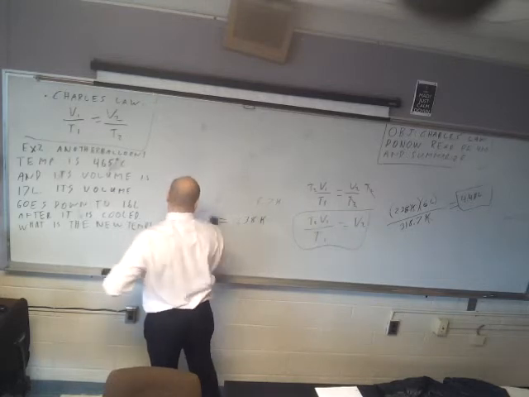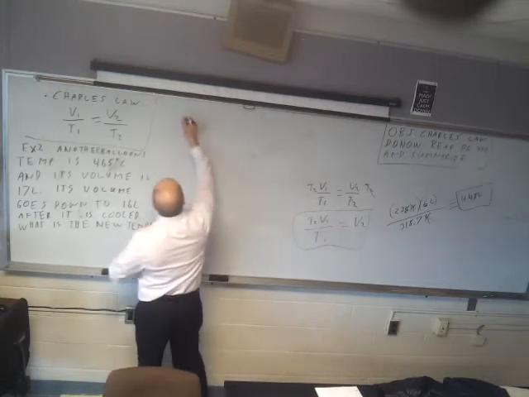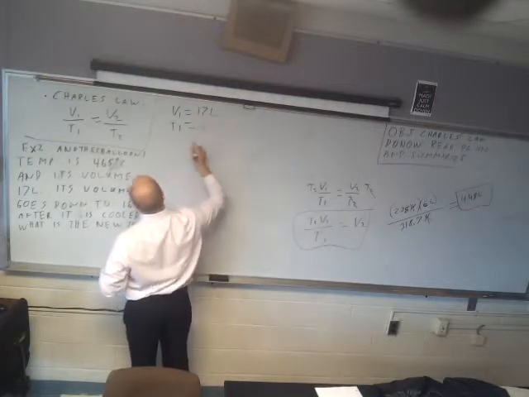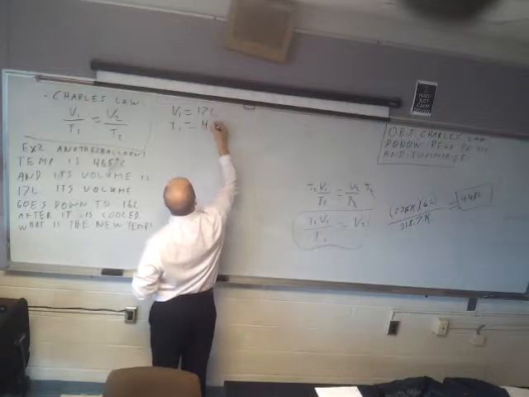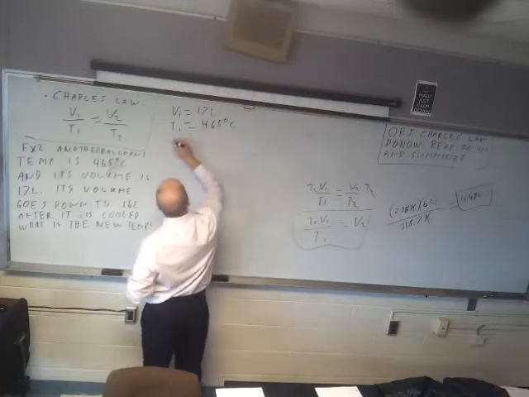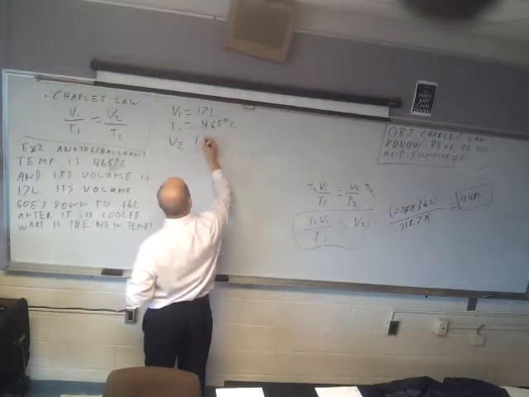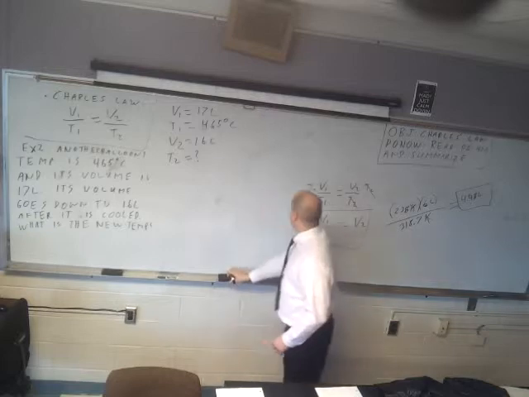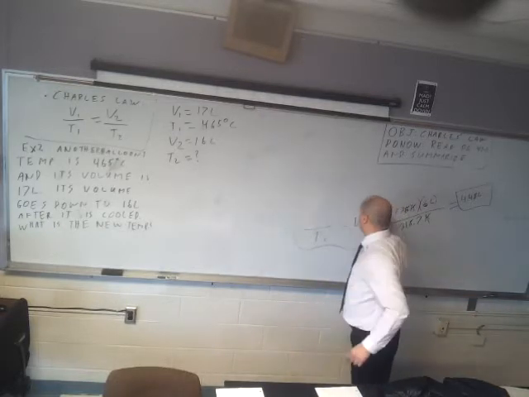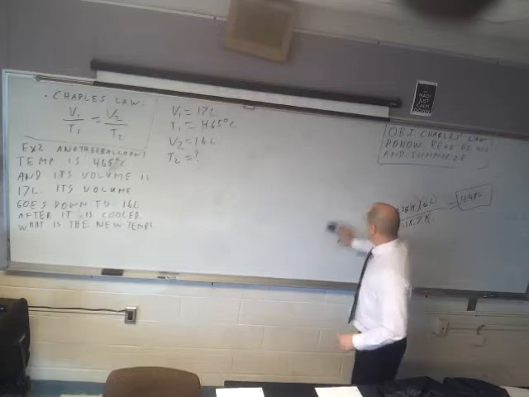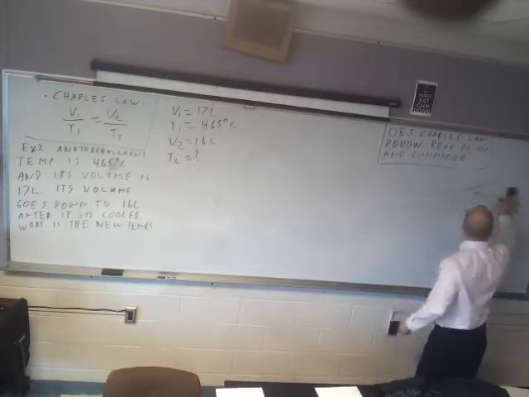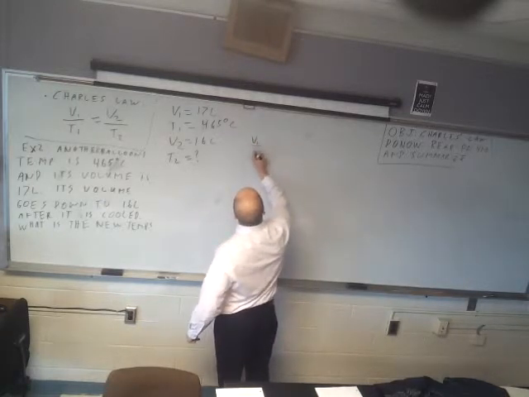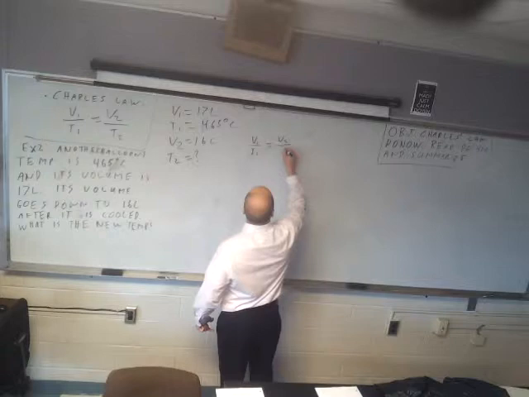Let's do this. Let's list our givens again. V1 is 17 liters. T1 is 465 Celsius. And V2, 16 liters. And T2 is our question mark. All right, so here's where it's a little bit more work. And hopefully you don't do that stupid thing where you just plug in numbers without solving. It's just terrible if you do that. So V1 over T1 equals V2 over T2.